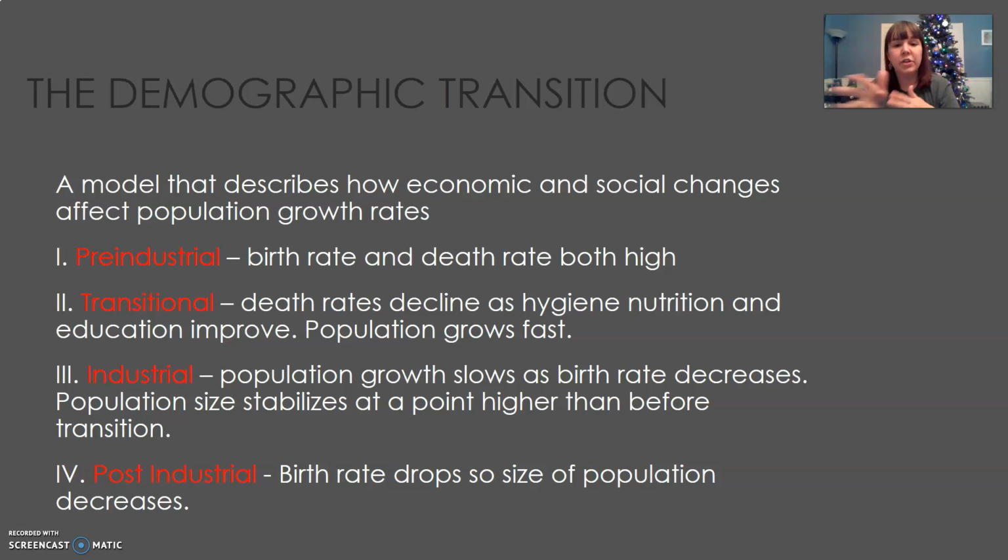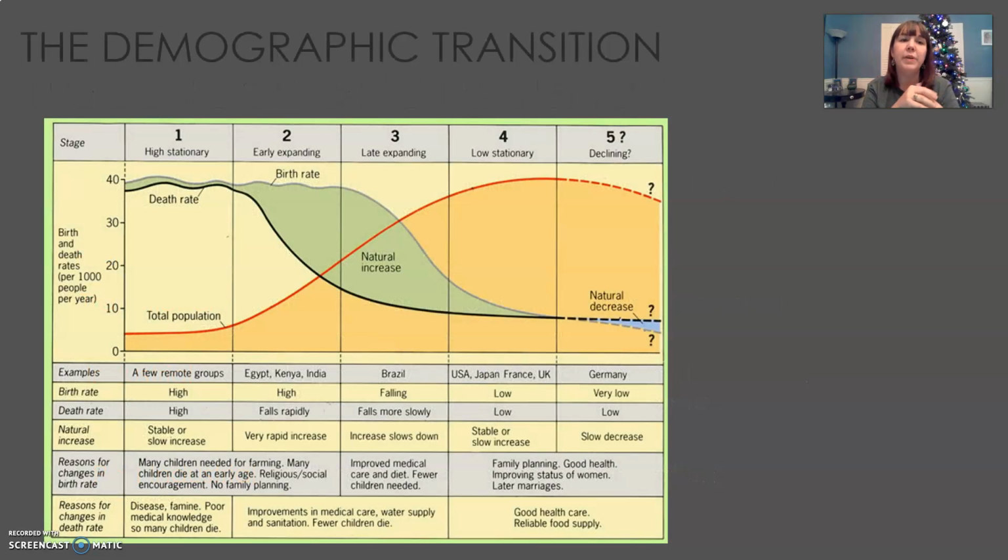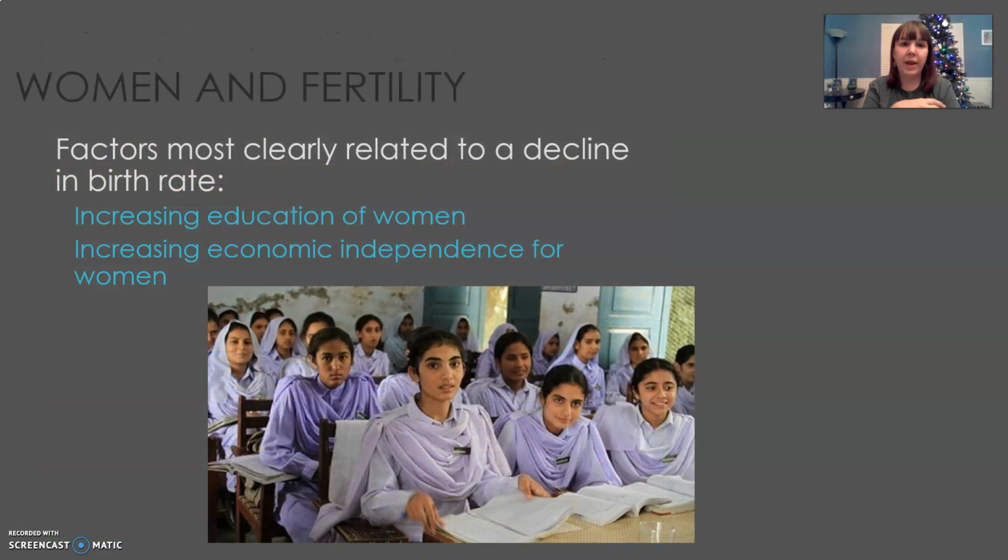And then post-industrial, since that birth rate has dropped and our death rate has been stable for a while, the population begins to slow down and even decrease. So here's a picture of that demographic transition, from pre-industrial to the transitional, to the industrial, to that eventual possibly declining population because of our low birth rate.